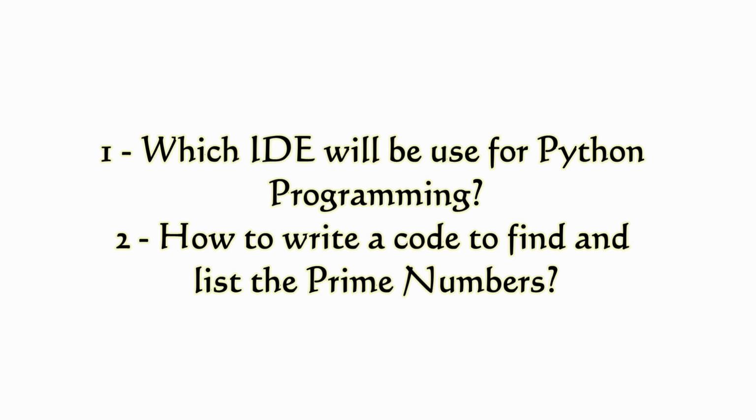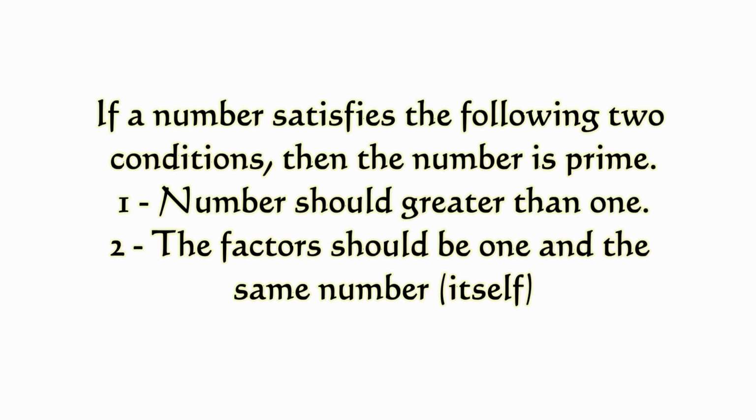So how to write a code to find and list the prime numbers? A number is a prime number if it satisfies two conditions. Number one, the number should be greater than 1, and the factors should be 1 and the number itself. If a number satisfies these two conditions, then we can say the number is a prime number.